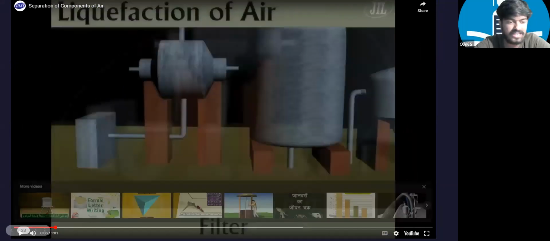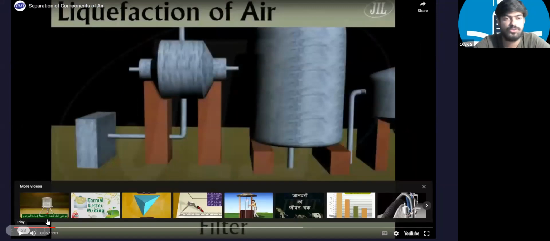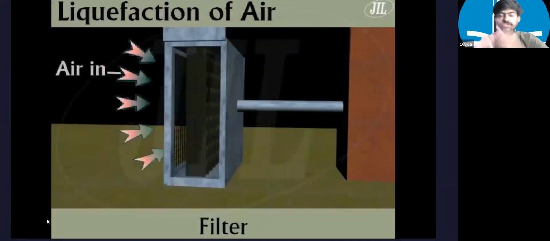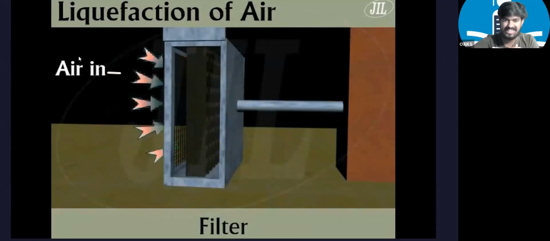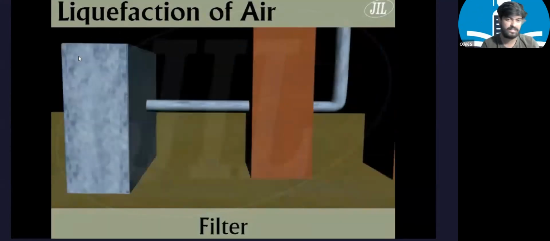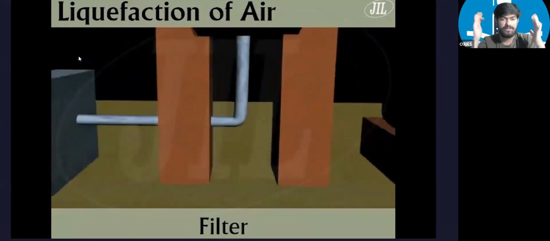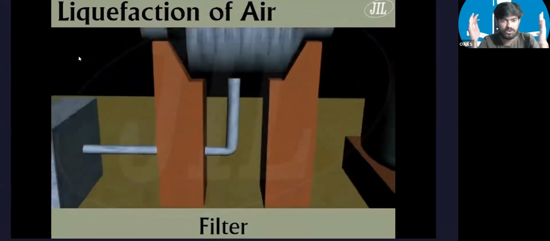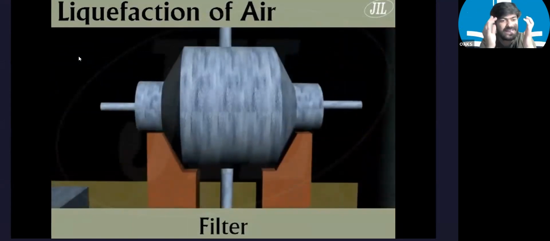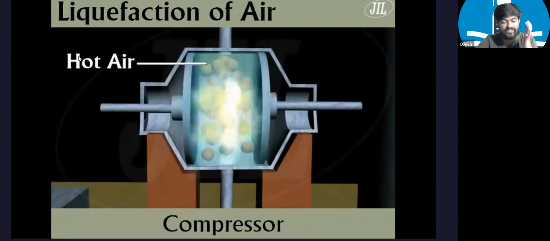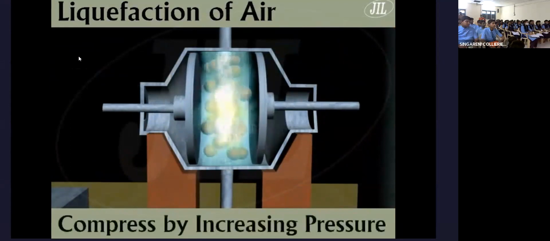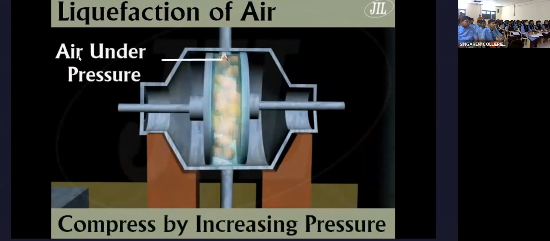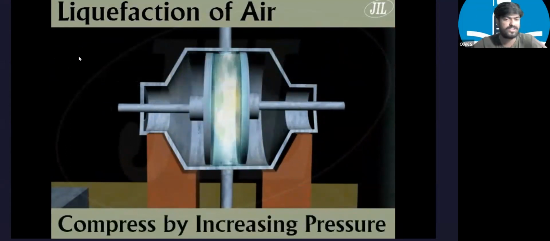Okay, now let's start this. So here what we are going to do. See, there is a chamber in which the air is going to enter. Then we are going to close that chamber once the air has entered. Now, what is going to happen? We are going to compress the air so that the air can be converted into liquid. Yes or no? Yes, sir. Remember, when we increase the pressure, the gases can be converted into liquid.